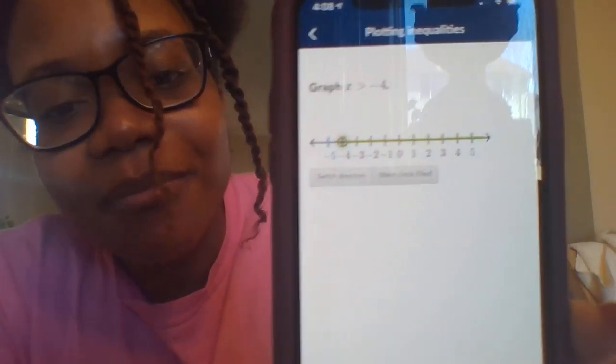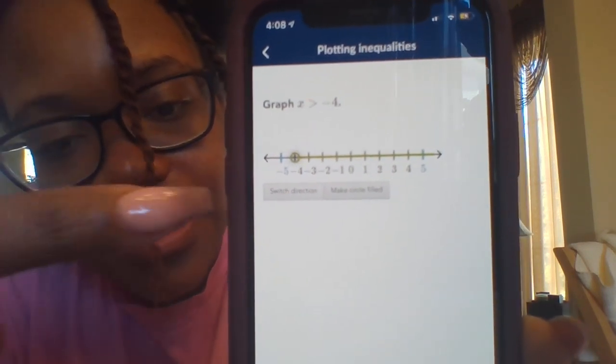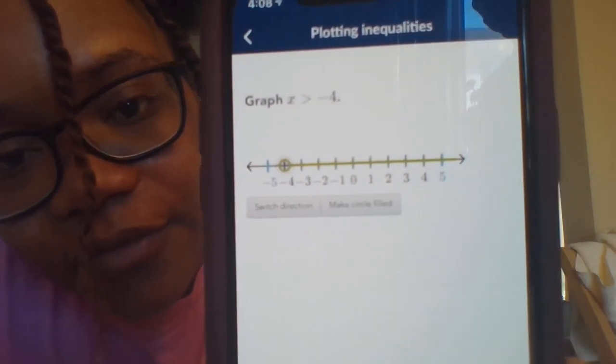So again, to get my inequality to switch, all I had to do was tap the button. Come on, can you focus?